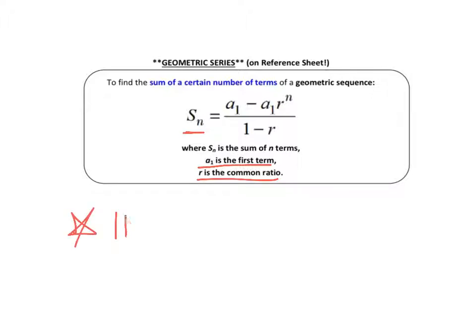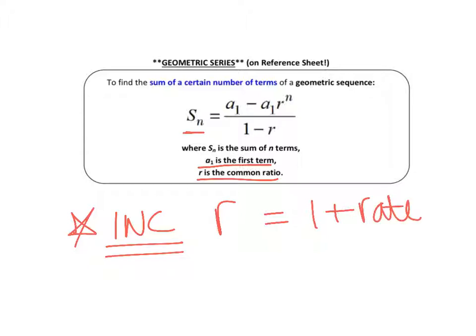Now, the one thing I notice people miss is if your word problem says increasing, your R value is going to have to be 1 plus the rate. And if it says decreasing, your R value is 1 minus the rate. Okay, just like in all those exponential problems.